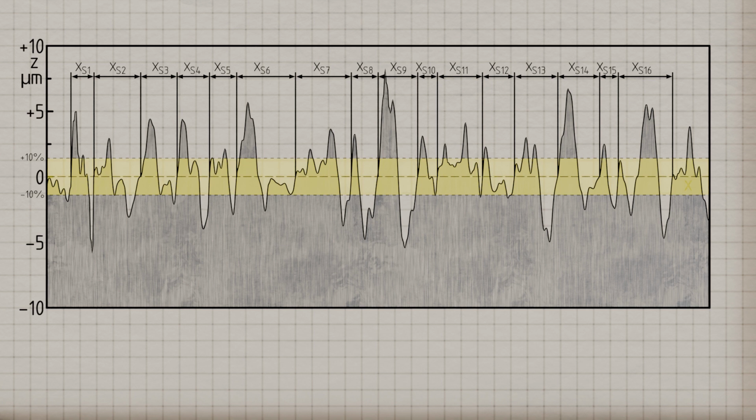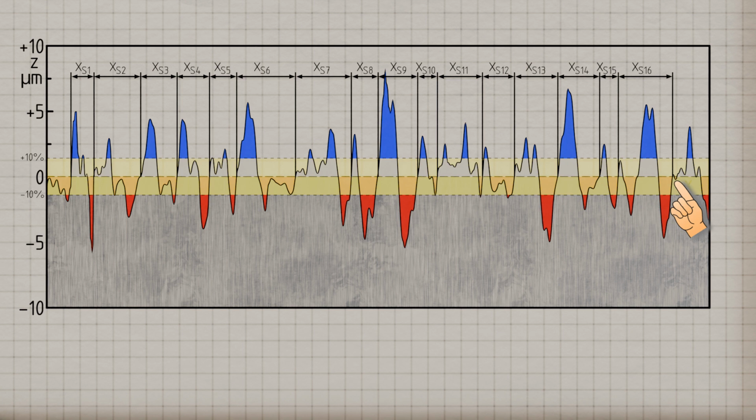A profile element is created, for example, whenever the roughness profile crosses the profile mean line from below to above. The length of such profile elements is designated as XS. However, the threshold values must be observed. A profile element is only actually counted if both a peak and a valley within the profile element exceed the threshold values. This can be clearly illustrated with the last profile element, XS16.